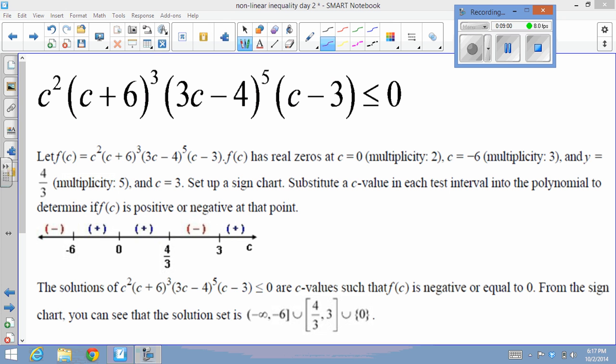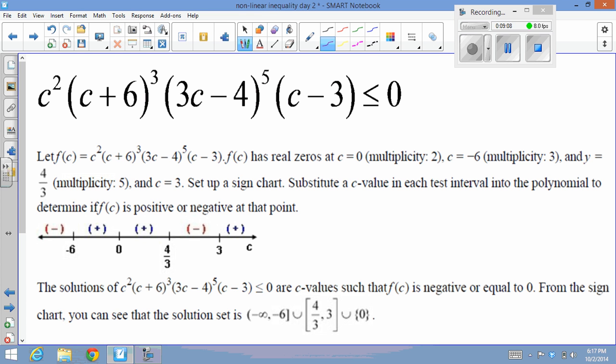So I have c squared, so that means I have a multiplicity of 2 at 0. I have -6, which is going to have a multiplicity of 3. I'm going to have a 4/3, which has a multiplicity of 5, and a c minus 3, which just has a multiplicity of 1.